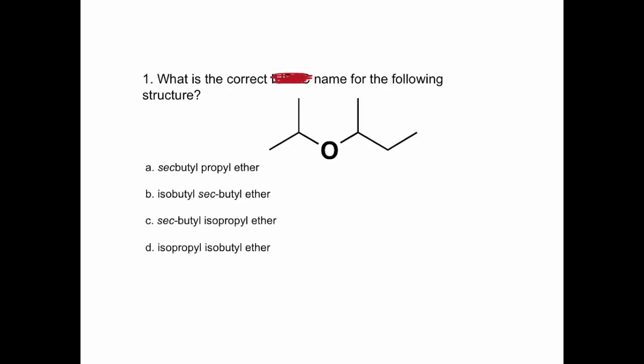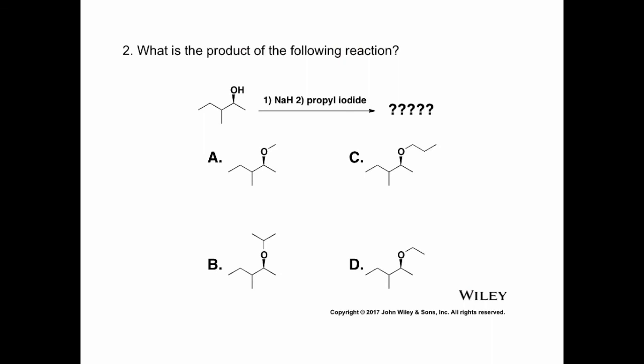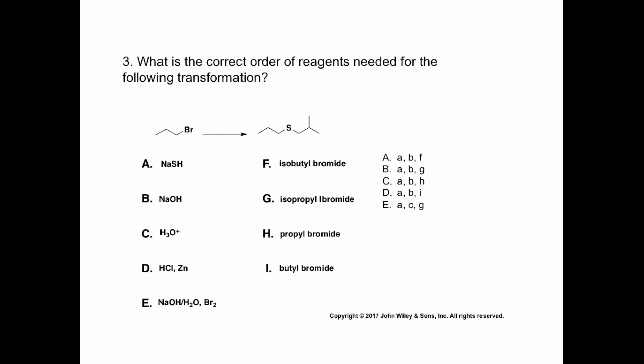So for this one, what is the correct name for the following? I had originally written IUPAC, but I'm actually looking for the common name. For this reaction, what is the product? And as a clue, this is an example of the Williamson ether synthesis. And then finally, what would be the correct order of reagents needed for the following transformation? So choose from these answer choices here.